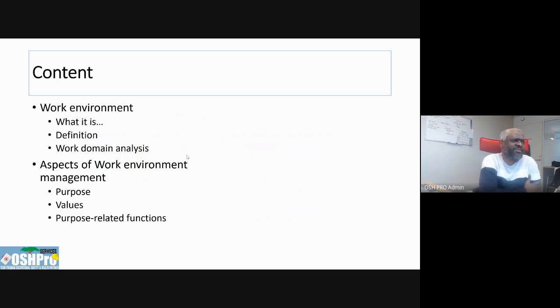Maybe give a definition. It's not very easy, but we'll get the definition, and then we'll look a little bit at work domain analysis, what it is, because this is the basis of what I'm going to present. Then we'll look at some aspects of work environment management that are based on the work domain analysis. So we look at the purpose, what is purported to be the purpose of work environment management, and the values, what we want to attain, and then purpose-related functions, which functions are necessary to attain the values and the purpose of the work environment management.